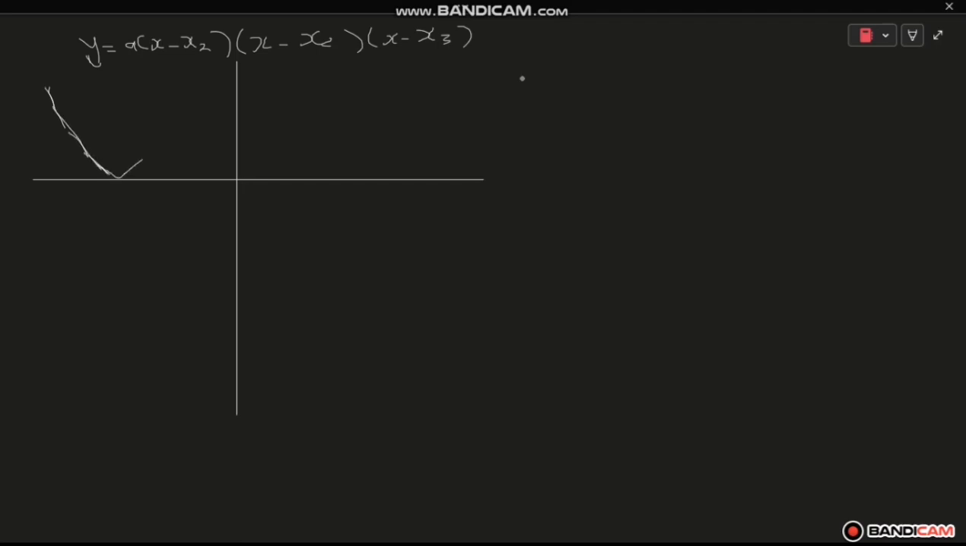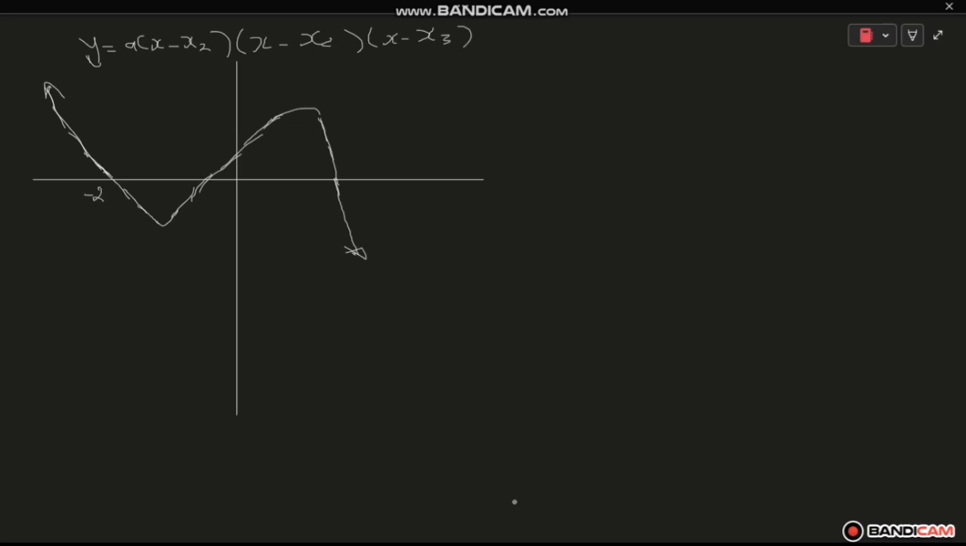Okay, let me try to sketch this graph. It is decreasing. Okay, let me erase this part. The graph is decreasing. Then it also decreases, right? Okay, let me try to fix it here. All right, this is the graph of y.